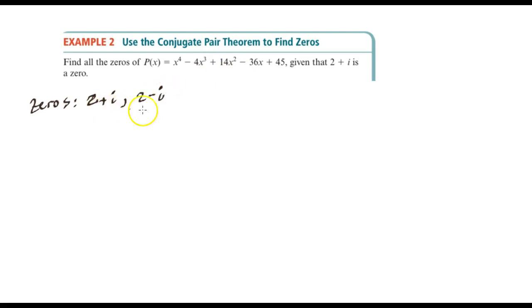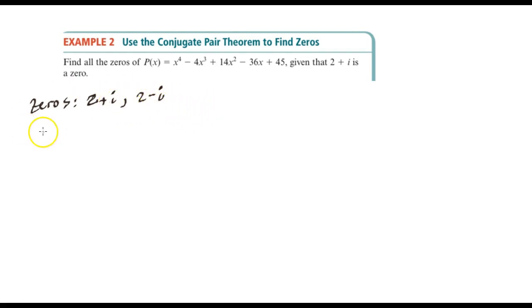Now we want to use these two zeros to find all the zeros. We want to find the remaining zeros. There are still more zeros out there. The reason we know that there are more zeros is because this is a fourth degree polynomial, so we know that we're going to have 4 linear factors. So let's work this out.